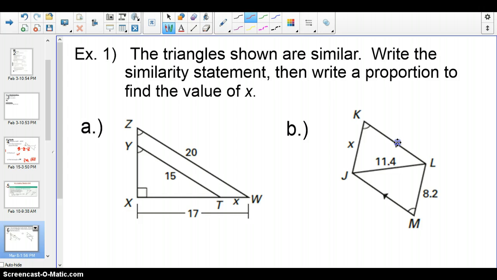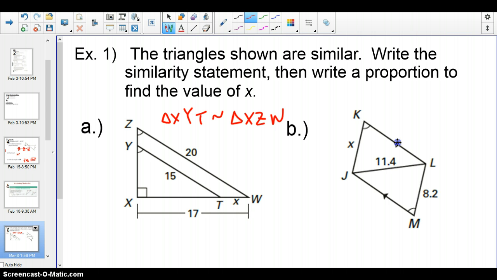The triangles shown are similar, so you don't have to show anything similar. First, let's write a similarity statement, and then we'll write a proportion to solve for x. For part A, if you match up your corresponding angles, triangle XYT would be similar with triangle XZW. Okay, let's set up a proportion to solve for x.